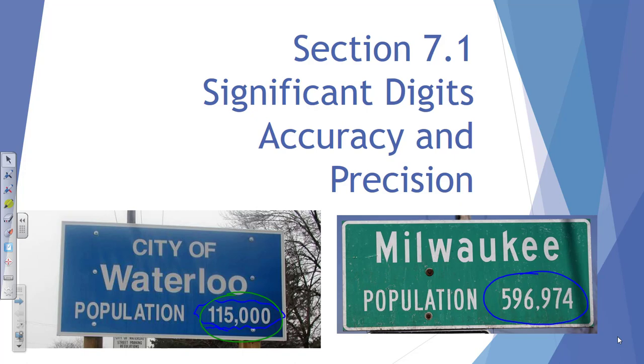Now, it is possible that Waterloo does have a population of exactly 115,000, but it's not likely. Those zeros sort of tell us that this number has been rounded off. Milwaukee doesn't have zeros in those spots, and so we tend to take them more seriously. So from a pretty early age, when we start getting used to numbers, we learn to take some numbers more seriously than others. Zeros we often assume have been rounded, but non-zero numbers we really have more faith in. And that's exactly what a significant digit is all about. That's what we're going to talk about in this unit.